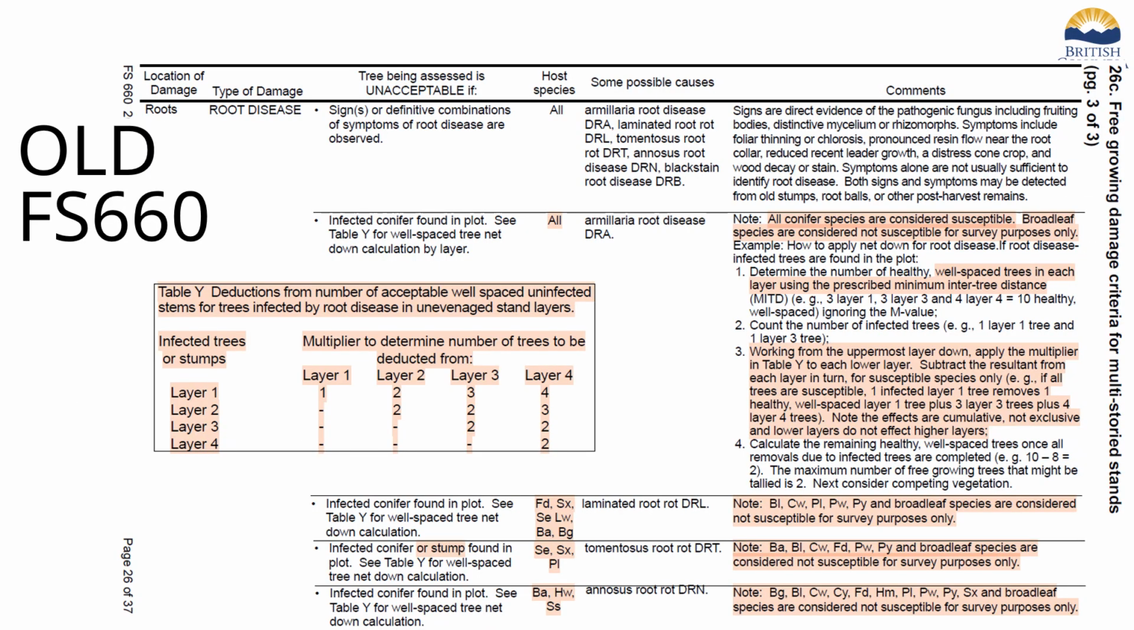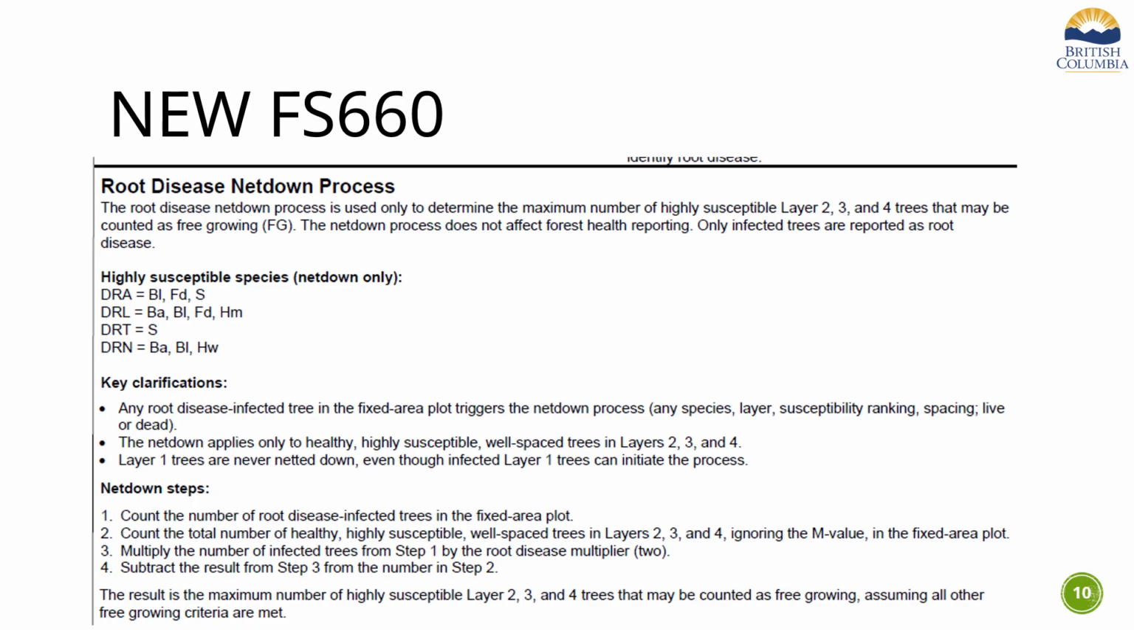In the old FS660, the net down process differed for multi-layer stands. So here's a copy of what was in the multi-storied and the DFP Cedrus layered tables. In these tables, the multiplier varied by layer and based on what layer the infected tree or trees were in. It got really, really confusing. All right, next, this is the updated FS660 showing the new root disease net down process. And I hope you'll find it a lot simpler.